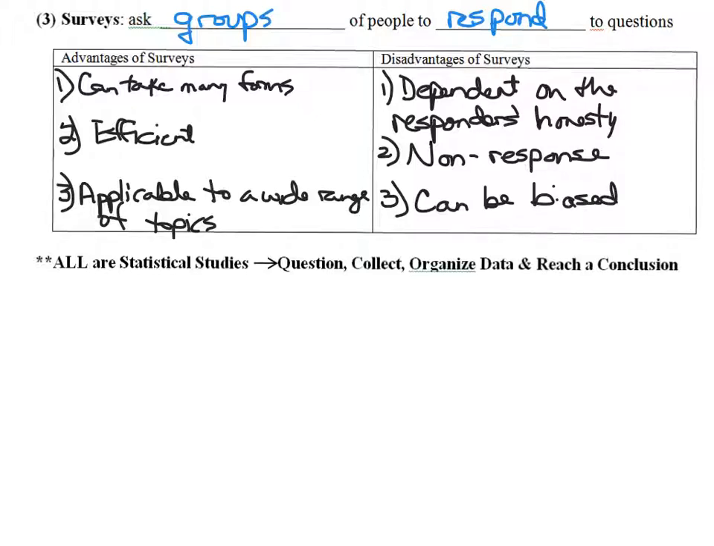So with all statistical studies, our steps are going to be to question, to collect data, to organize that data, and then to reach a conclusion. So these 4 steps are going to be really, really important throughout this unit as we pursue the study of statistics.